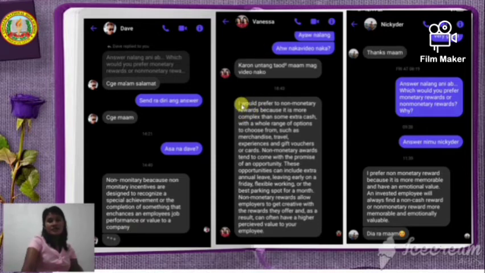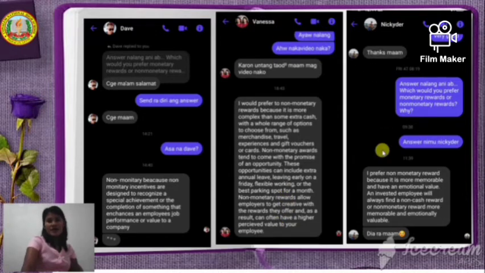Next, we also have from Vanessa, I would prefer non-monetary rewards because it is more complex than some extra cash, with a whole range of options to choose from such as merchandise, travel, experience, and gift vouchers or cards. Non-monetary awards tend to come with the promise of an opportunity. These opportunities can include extra annual leave, leaving early on a Friday, flexible working, or the best parking spot for a month. Non-monetary rewards allow employers to get creative with the rewards they offer and as a result can often have a higher perceived value to your employee. Okay, that is from Vanessa.